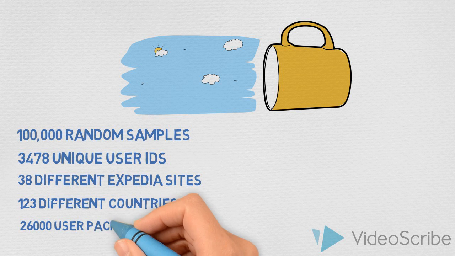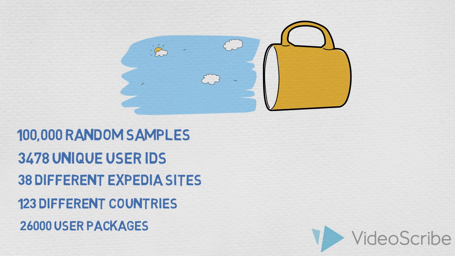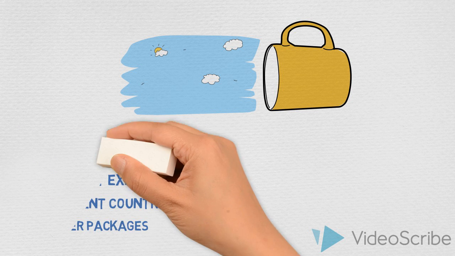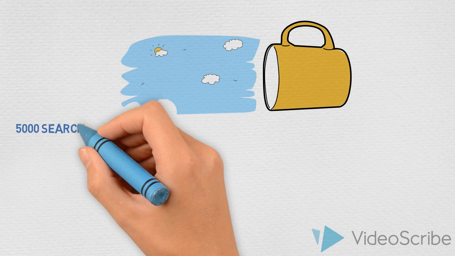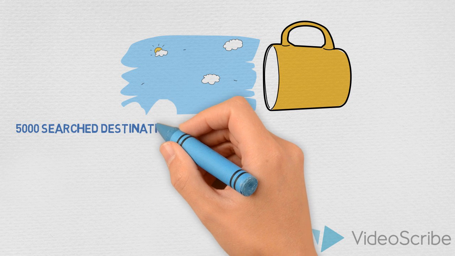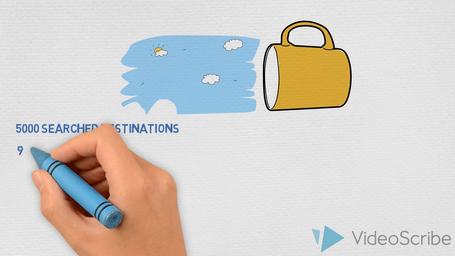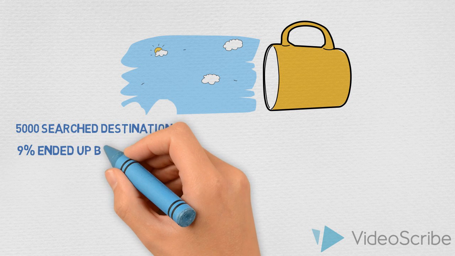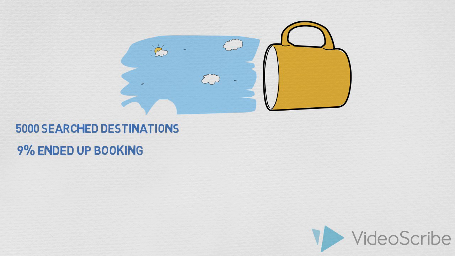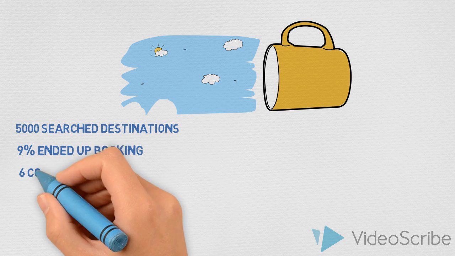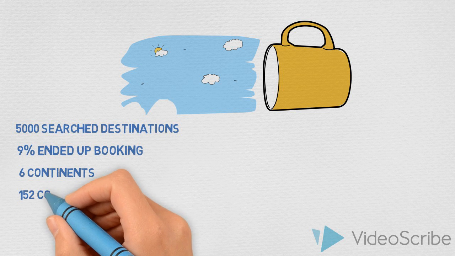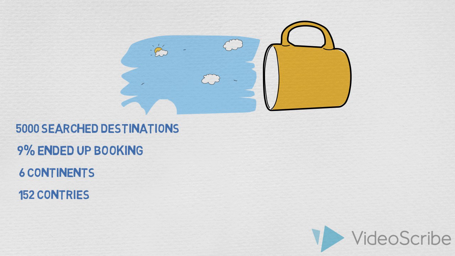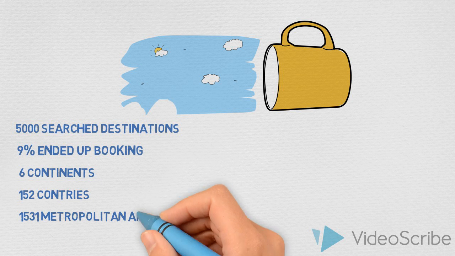Just over 26,000 users used Expedia as part of a package. So, for example, a bundled package through a flight reservation or a car rental. Of the destination data that was searched, there were over 5,000 search destinations and 8 different destination group types. And out of the sample, approximately 9% of the users ended up booking through Expedia. And the users here searched for hotels on 6 different continents, 152 countries, and 1,531 metropolitan areas globally.